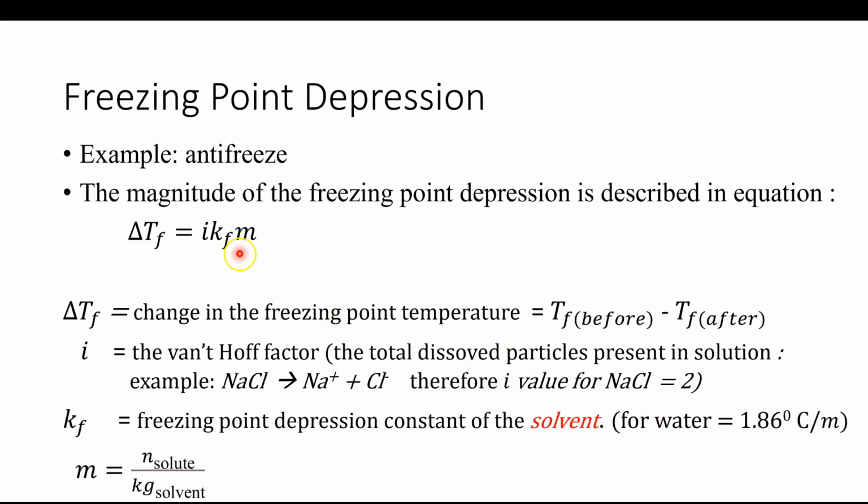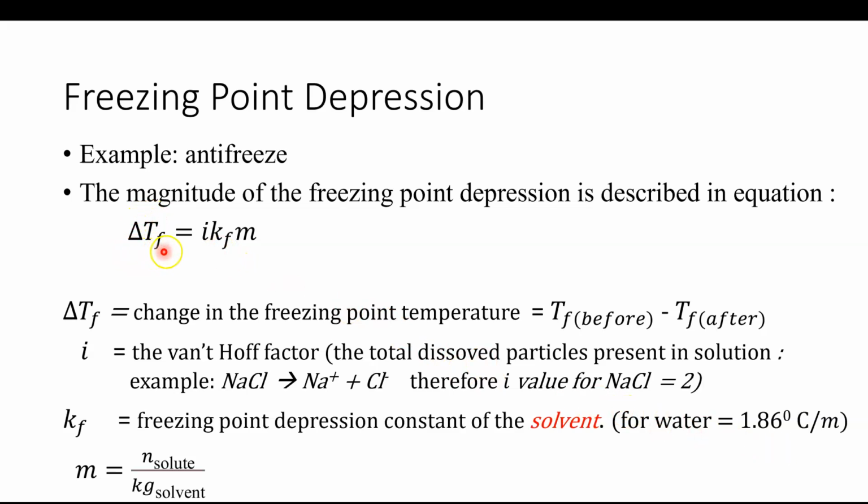Let's go back to the van't Hoff factor, which is about what happens when you add sodium chloride in solution. In solution, sodium chloride will break down into sodium ion and chloride ion, and therefore the total dissolved particles present in the solution will be 2, plus and minus. So the i value of sodium chloride will be 2, and Kf is 1.86.